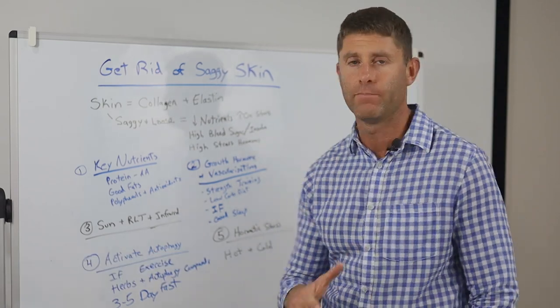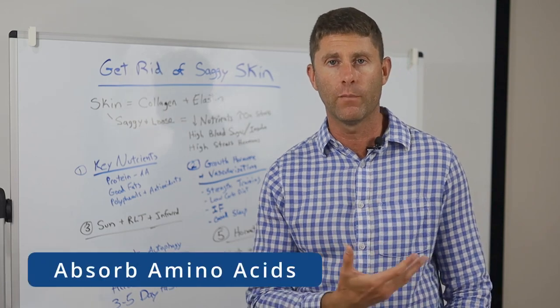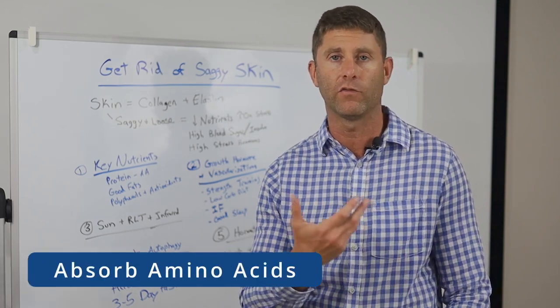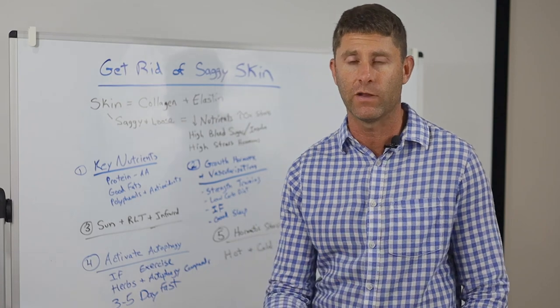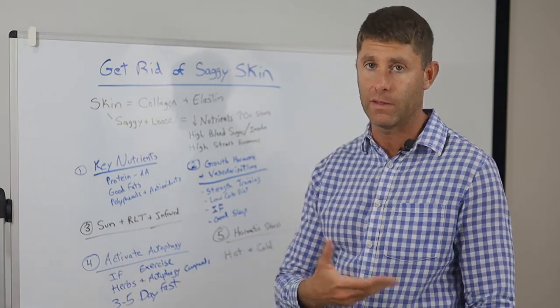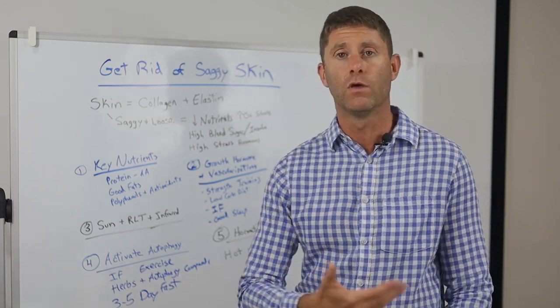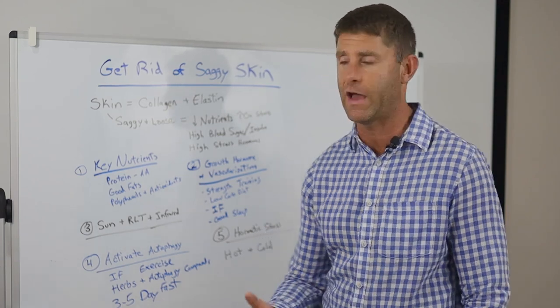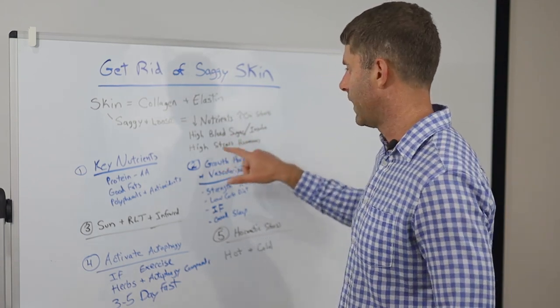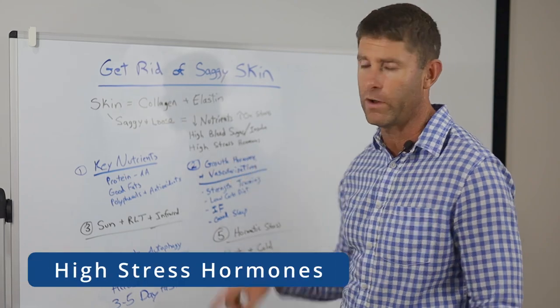High insulin also makes it harder for our body to absorb amino acids as well as other nutrients and different antioxidants that help protect the skin, and the amino acids needed to produce new healthy collagen and new healthy elastin. So keeping our blood sugar balanced is super critical. And then also high stress hormones.